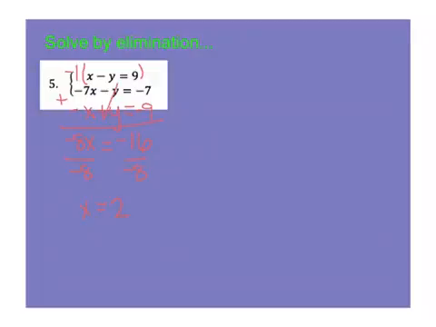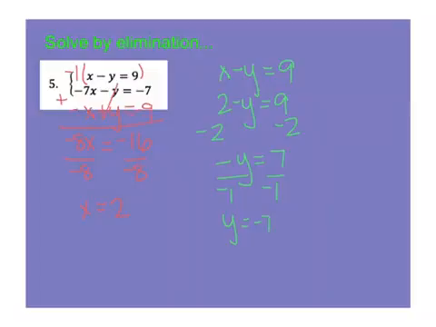So I'm going to go back to the original first equation, which was x minus y equals 9. And I'm going to plug in what I know now. I know that x is 2, so I get 2 minus y equals 9. And we're going to solve for y. So I end up with negative y equals 7. So when I divide by a negative 1 to get rid of that negative, I get y equals negative 7. So my final solution is 2, negative 7.